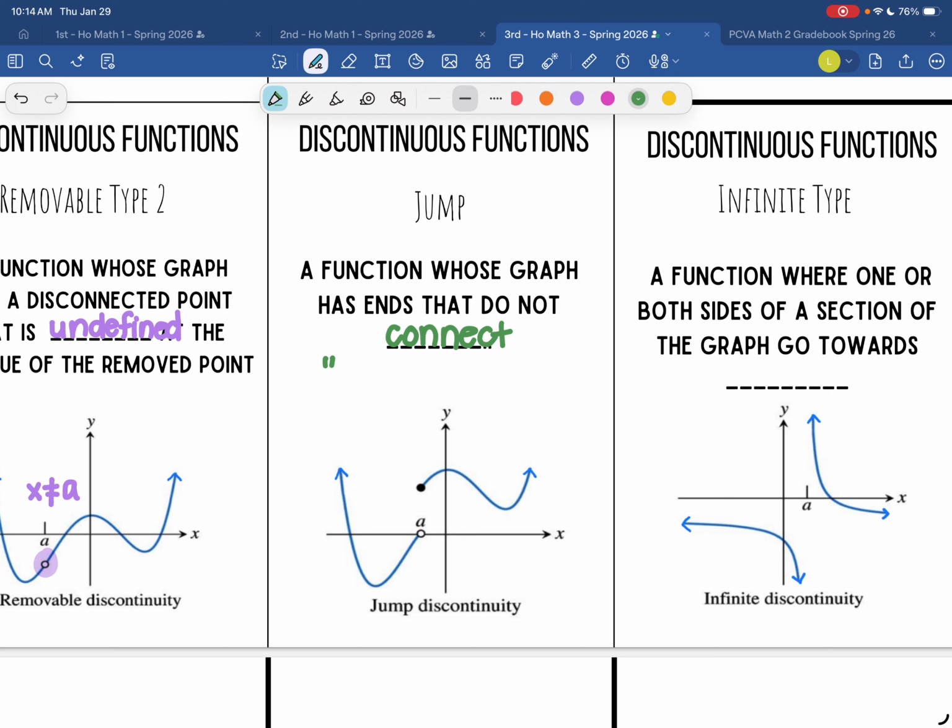And so I'm going to put missing y values, because there is a section of y values that are going to be missing if you're jumping up.